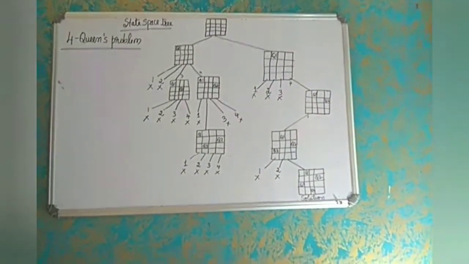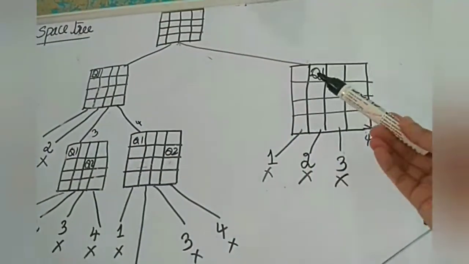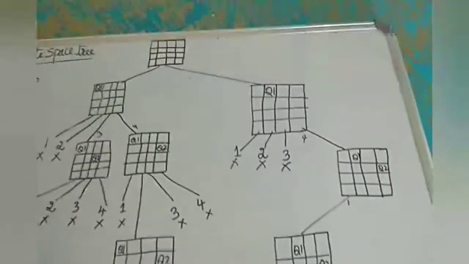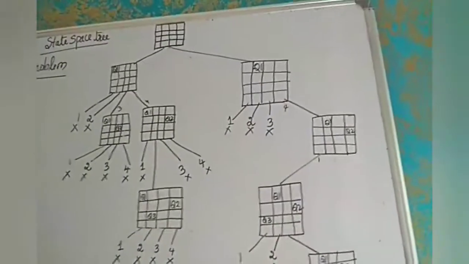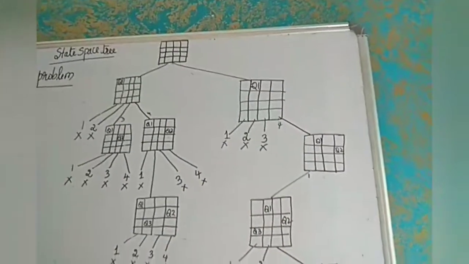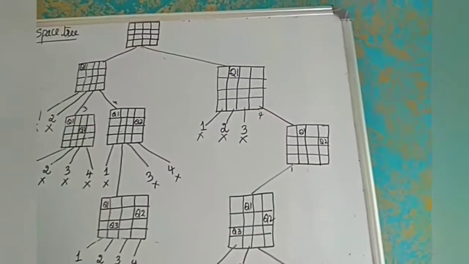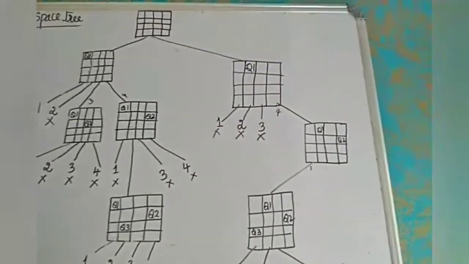Here I have considered the second option. So you can see, instead of placing Q1 in the first column, here I have placed it in the second column. It is in the first row and the second column. Q1 is in the second column. Now we'll check. So next thing is we have to continue with finding the place of Q2, where to place the second queen.